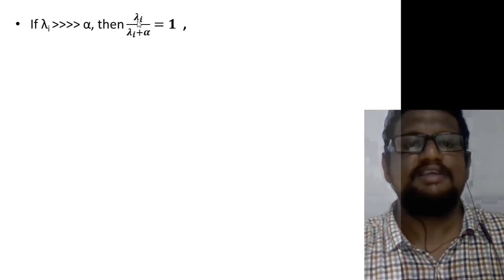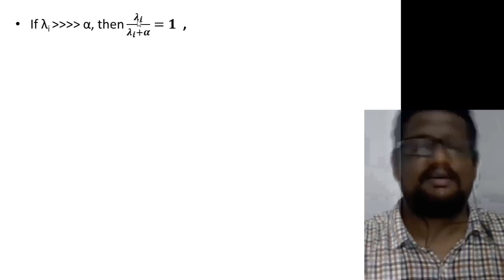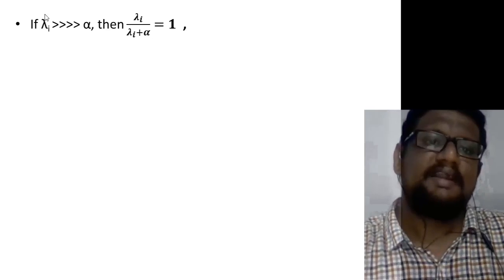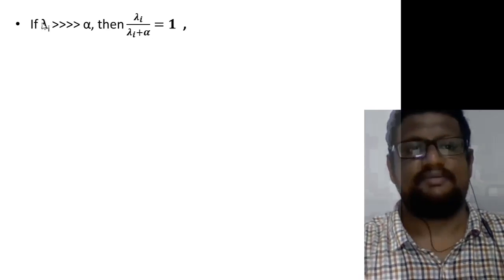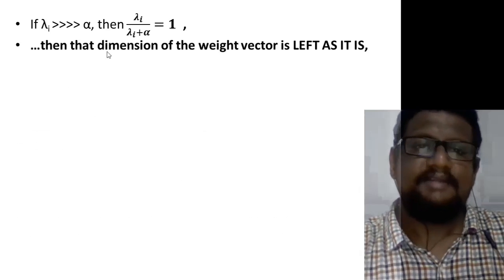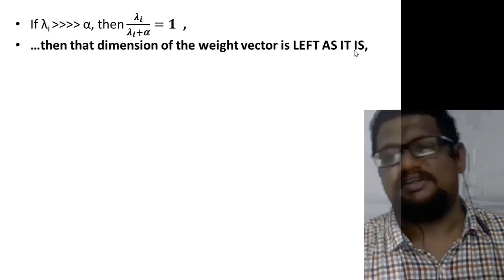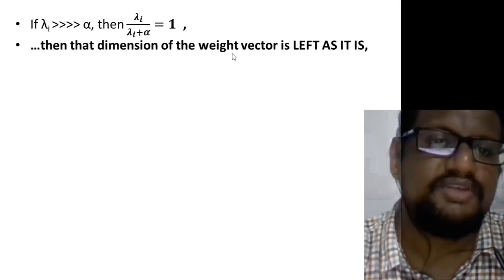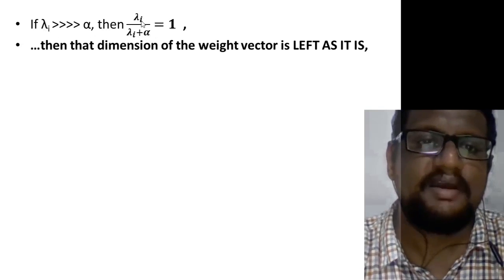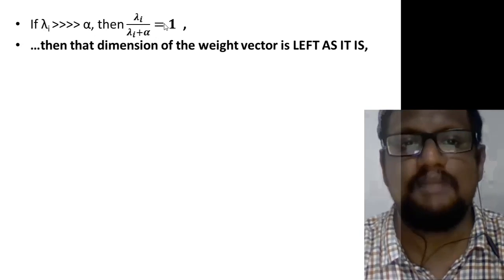When this lambda I is very large, that is, the eigenvalue is very large, what happens? When the eigenvalue is large, it means it is a significant direction. So when that is multiplied, that dimension of the vector is left as it is. Why is it left as it is? If you see mathematically, lambda I divided by lambda I plus alpha, because lambda I is very much higher, is almost equal to 1.